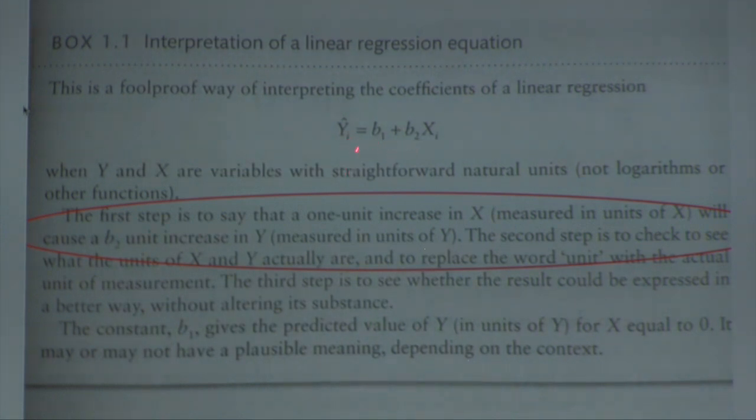If you run an OLS regression of y on x, how do you interpret this coefficient beta 2? Well, the first step, they say, is to say that a 1 unit increase in x, measured in units of x, will cause a B2 unit increase in y, measured in units of y. And then, having established causality, you just look to see what units you're actually measuring things in so you can phrase your result.